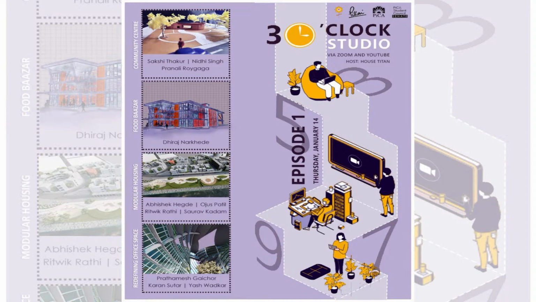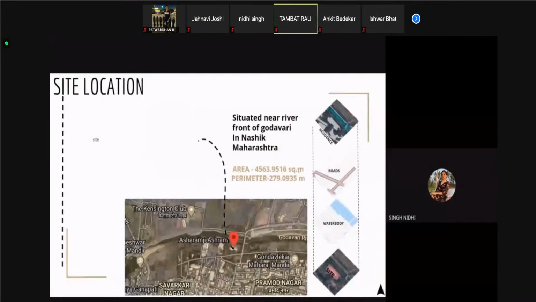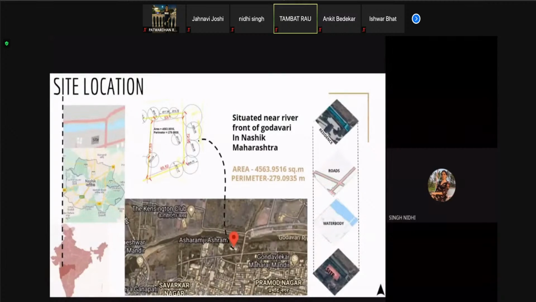Present to you our Sem 3 AD project, which is a community center. Site location: this site has been located near the riverfront of Godavari in Nashik, Maharashtra, with an area of 4,500 square meters. The right panel shows the site context in terms of water body, roads, and residents.